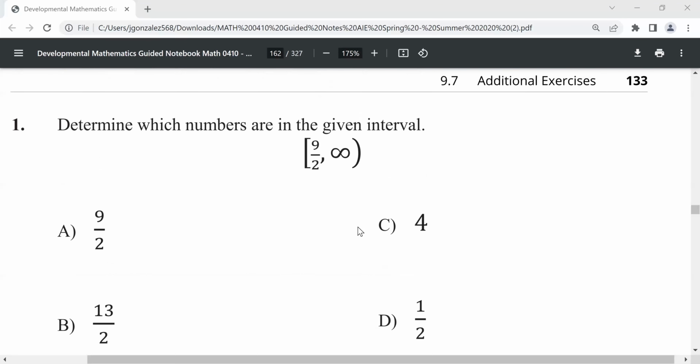Number 1. The additional exercises. More conceptual. You have 9 halves inside that interval. Yes, it has a bracket, so it's including 9 halves, right? That's starting right there. Is 4 inside there? Except for you. That's why I put it next to you.